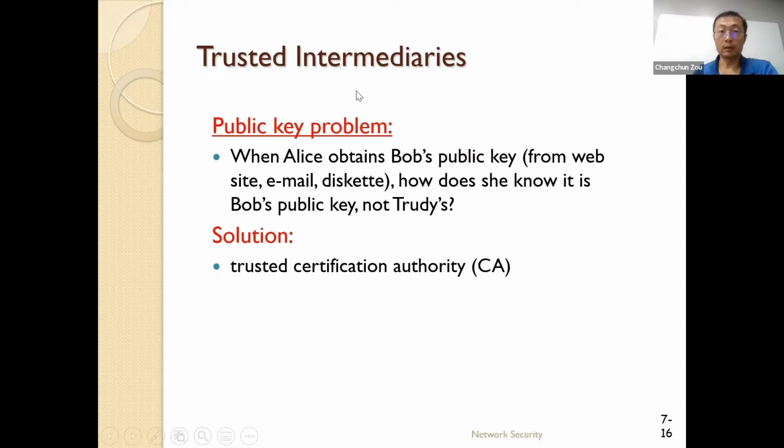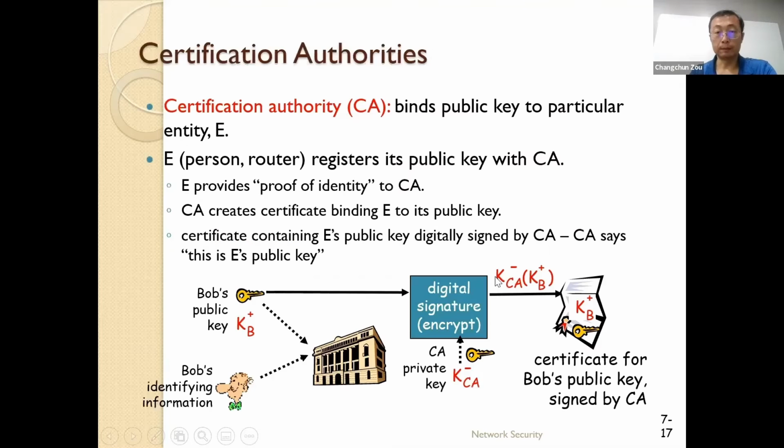So in the cyber world, the solution is to set up a trusted certification authority, whose acronym is CA. On the internet, the certificate authority binds a public key to a particular entity. Suppose Bob wants to distribute his public key to the public in a reliable way. Originally, Bob could distribute his public key by putting it on his own website, but that is not reliable because an attacker can set up a fake website.